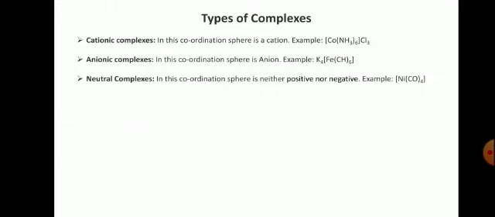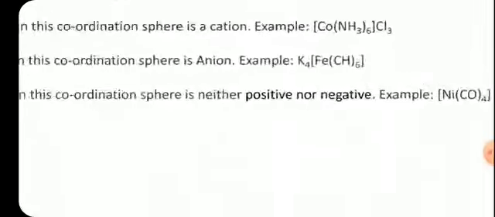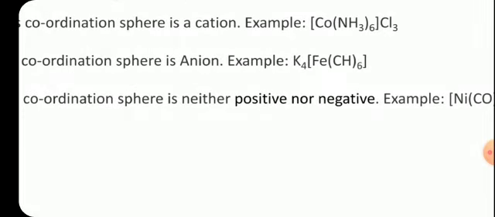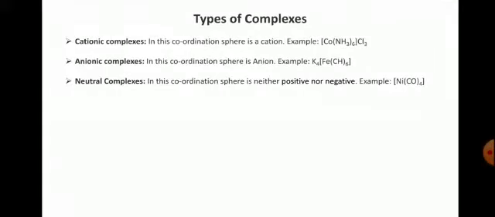In the cationic complex, you have a complex, and after the complex you have chloride. So chloride is negative, that means the complex is positive. And in this example, the complex will be +3, as there are 3 Cl minus outside, that is in the ionization sphere. The anionic complex is the second example, where you can see there are 4 potassium outside. That means the complex has 4 minus charges.